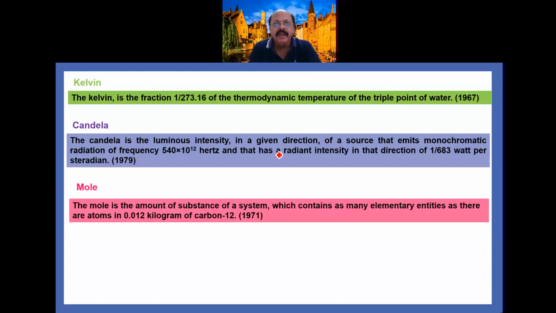And the seventh fundamental unit definition, that is mole. The mole is the amount of substance of a system which contains as many elementary entities as there are atoms in 0.012 kilogram of carbon 12, and this definition was given in 1971. So these are the seven fundamental units and their definitions.